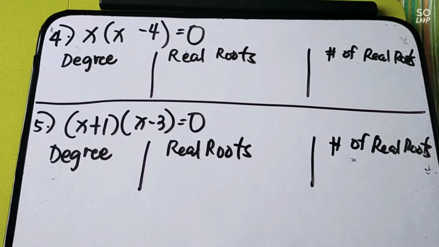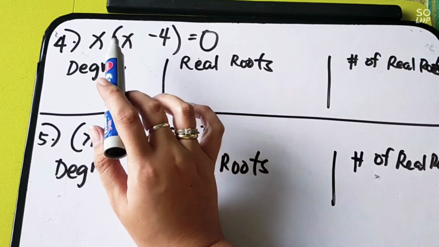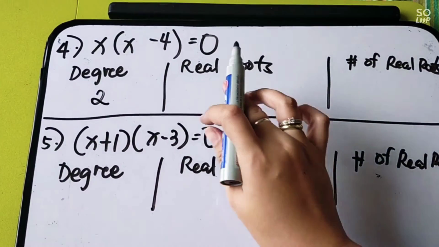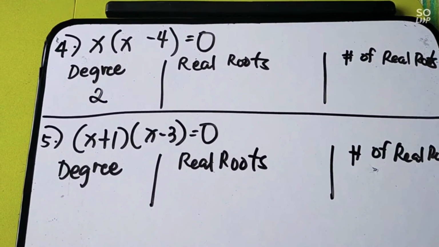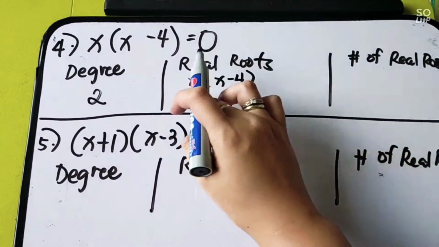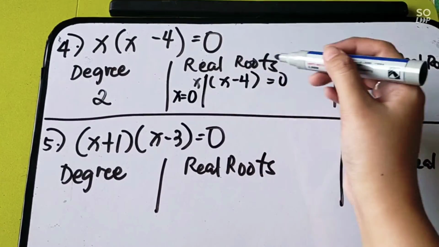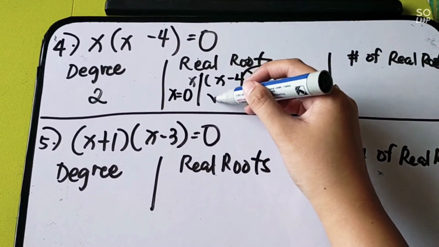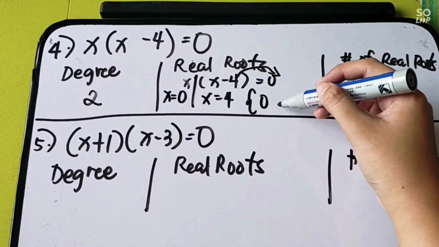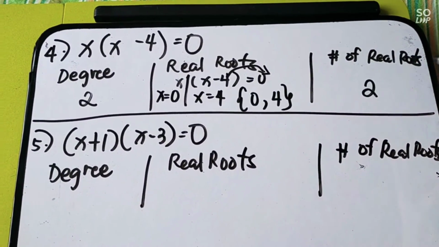X times x minus 4. So, what's the degree? So, if you are going to multiply x times x, we have x squared. Therefore, the highest degree or exponent is 2. Next, let us have the real roots. So, for us to have the real roots, just we have x times x minus 4. So, hiwalay na yung factors niya, equals to 0. Segregate mo lang. So, yung isa ay x equals to 0. This one, just transpose here, x is equals to positive 4. Therefore, the real roots are 0 and 4. How many? We have 1, 2. Number of real roots, we have 2.